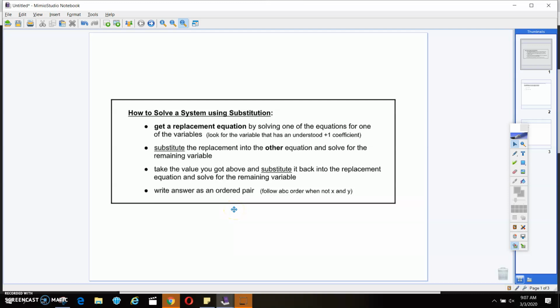Okay, so yesterday we talked about creating equations, and today we're actually going to talk about how to solve them. We're going to solve a system. So here are the steps in order to solve a system.